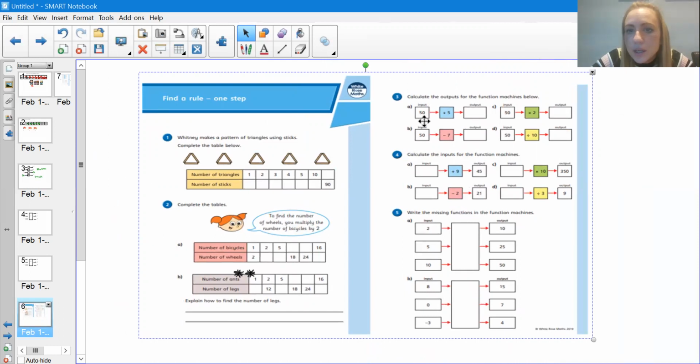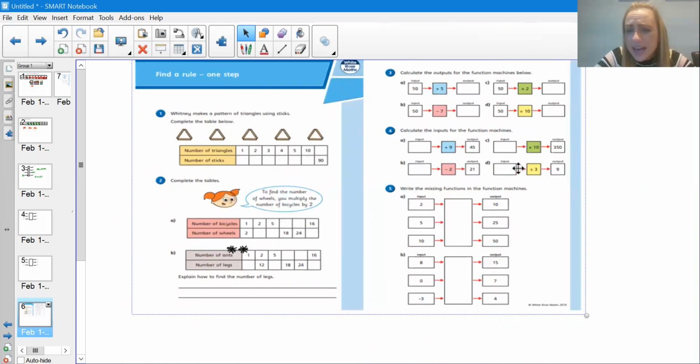So you've got 50, that's what you're putting in. You're adding 5 and you will need to write your output. You can see here you've got a multiplication, you've got a subtraction, and you've got a division. Okay? And then for the next part of that question, you've got the outputs, but you need to find the inputs. So you're going to need to do the opposite. You're going to need to do the inverse to find out which number you started with.